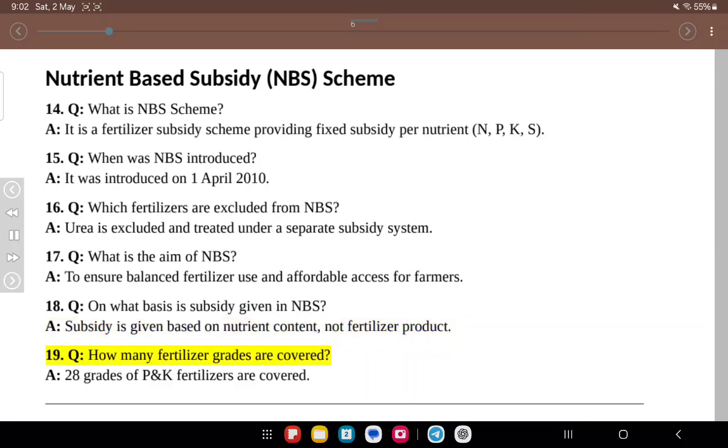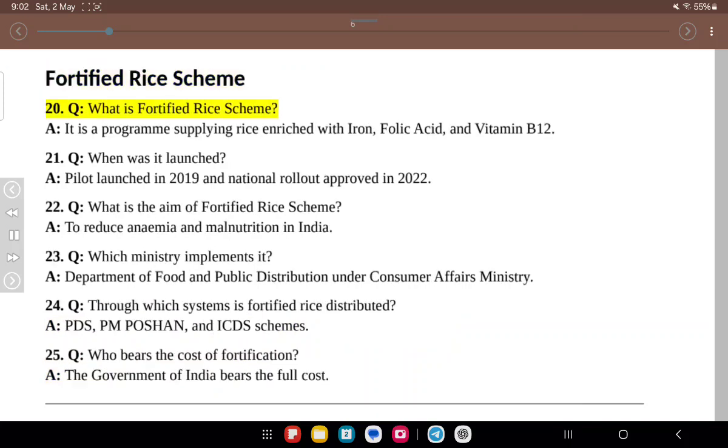19. Q. How many fertilizer grades are covered? A. 28 grades of P and K fertilizer are covered. Fortified rice scheme. 20. Q. What is the fortified rice scheme? A. It is a program supplying rice enriched with iron, folic acid, and vitamin B12. 21. Q. When was it launched? A. Pilot launched in 2019 and national rollout approved in 2022.